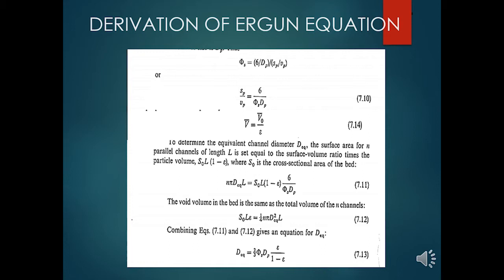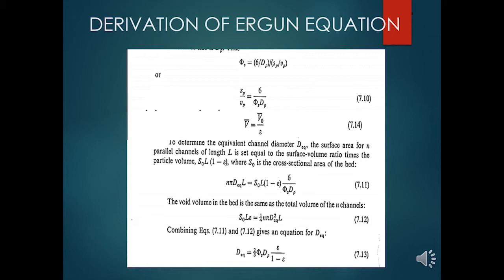In the next step, we define a velocity called the superficial velocity. That is equal to V times epsilon, where epsilon is the void volume fraction of the packed bed. So when we are considering a packed bed, it will be a packing of materials which will have some interstitial spaces in between. So the volume fraction of those interstitial spaces is what we denote by epsilon.